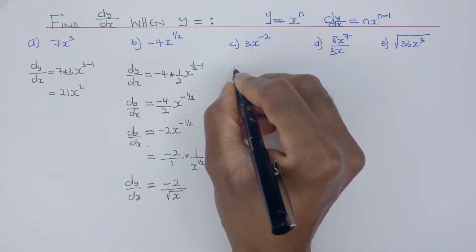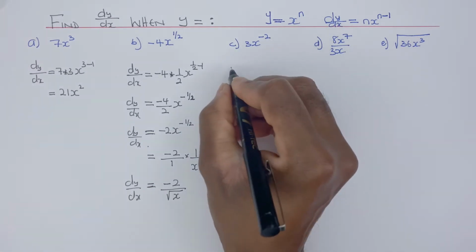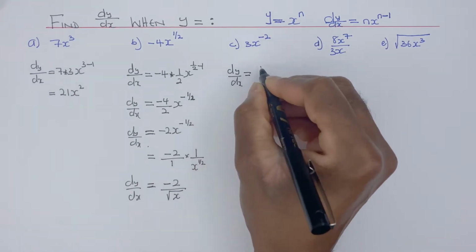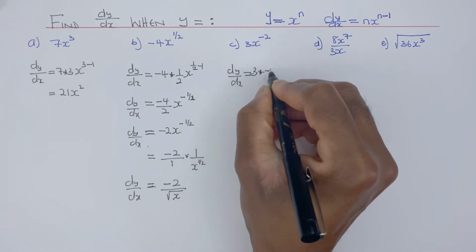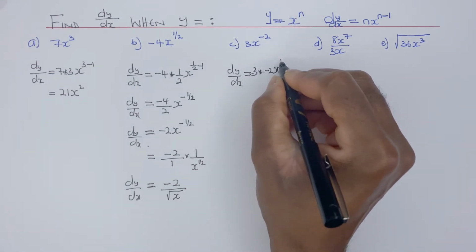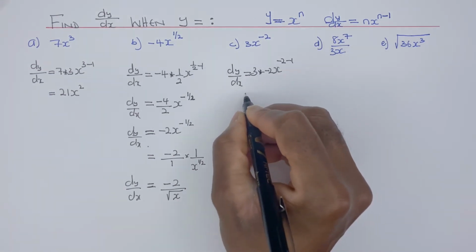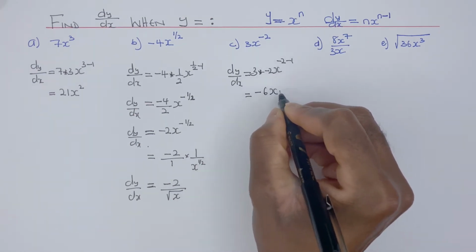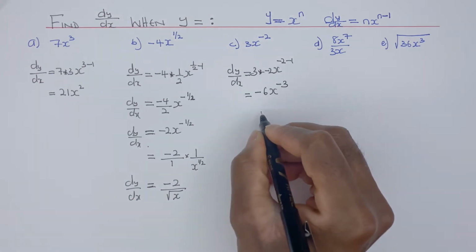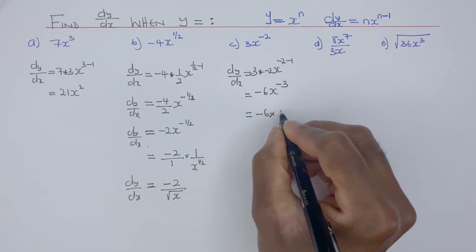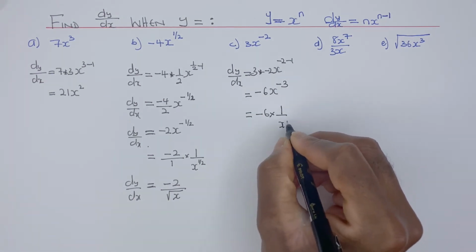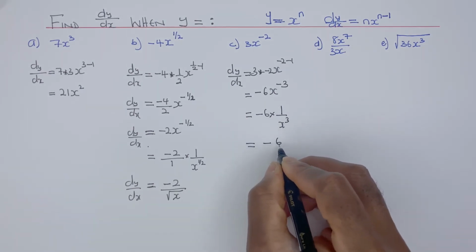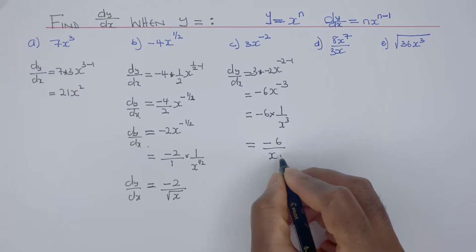C, we're going to have n is minus 2, so dy/dx will be 3 times minus 2 x to the power minus 2 minus 1, so that will be minus 6 x to the power minus 3, minus 6 times 1 over x to the power of 3, and that will be minus 6 over x cubed.